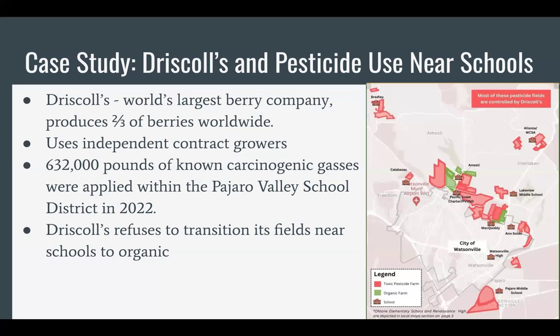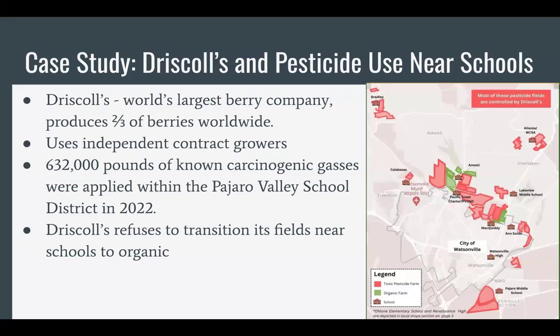In the Pajaro Valley School District alone, 632,000 pounds of pesticides have been applied that are carcinogenic gases. Now, we know that they are carcinogens, they cause cancer, and they are applied in the form of gas. They're a soil fumigant to get rid of disease in the soil. And we talked earlier about the fact that gases can travel for miles. So we know that they are not just staying in the fields, they are drifting right by these schools, and we're exposing our kids to these carcinogens.